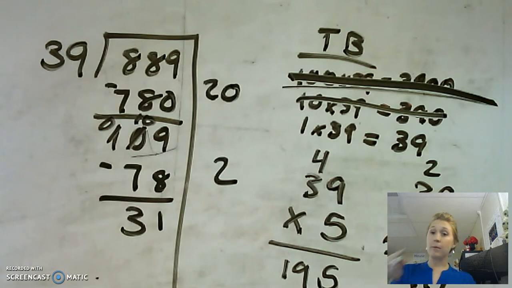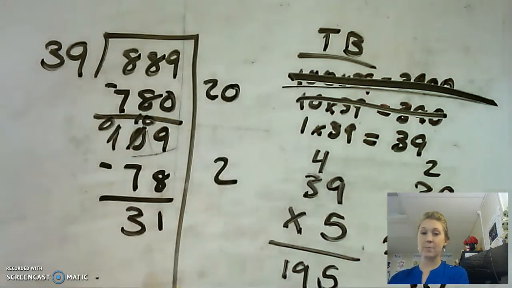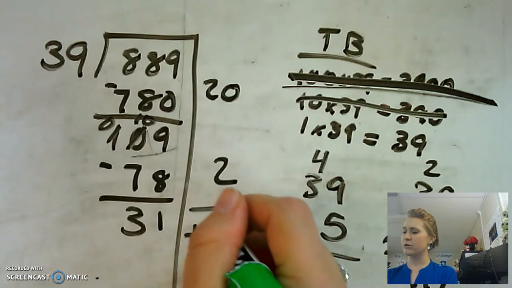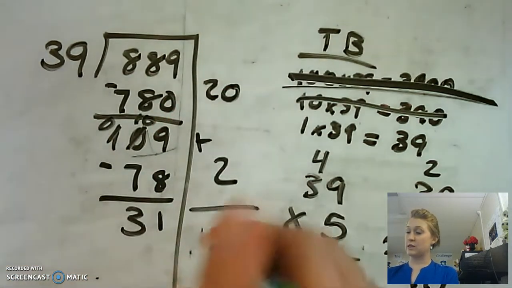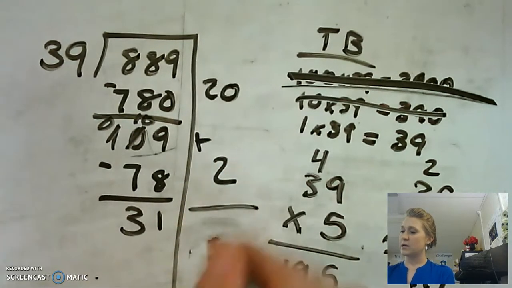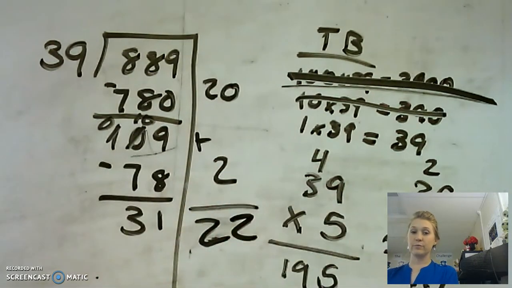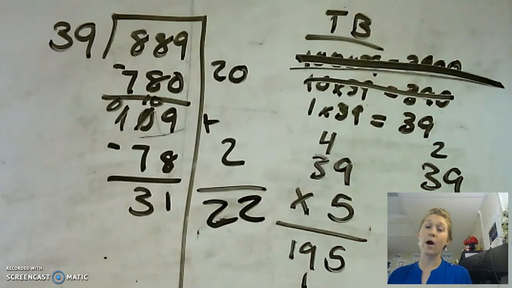Let's wrap this problem up because you know it's getting late. Add up your friendly numbers. There's your answer. Man, you're great. Oops. So we got a remainder of 31. I can't put 39 into 31, so I know that I'm done. So my answer is 22 with that remainder of 31.